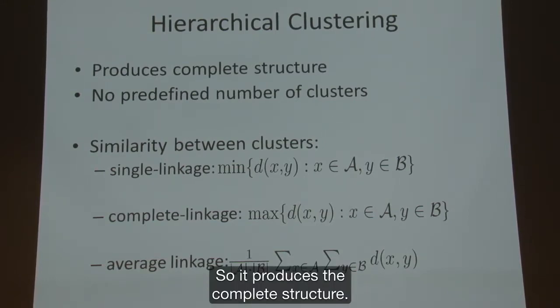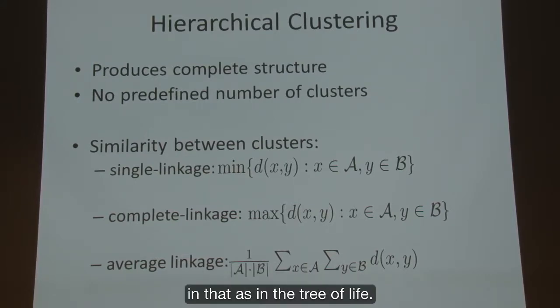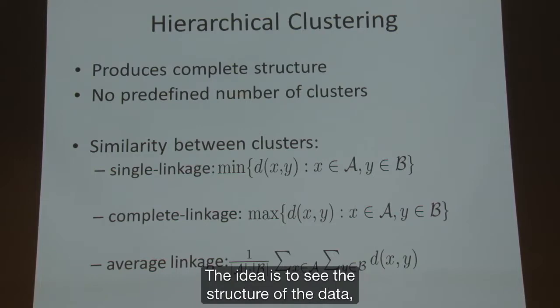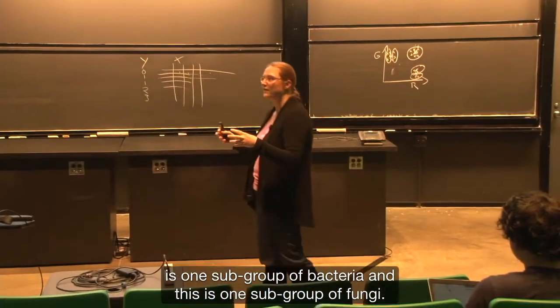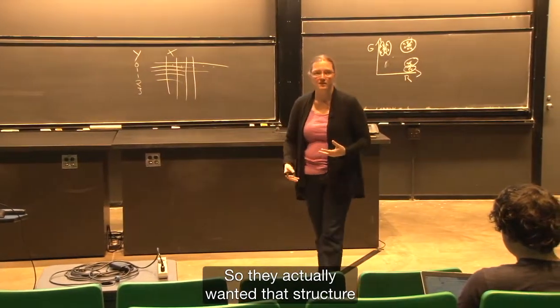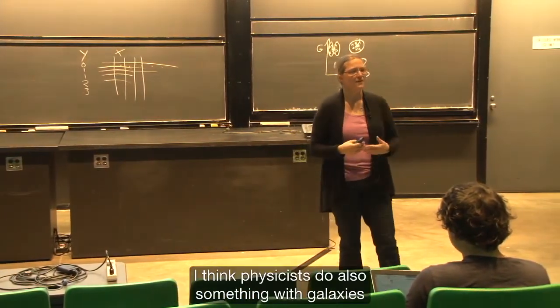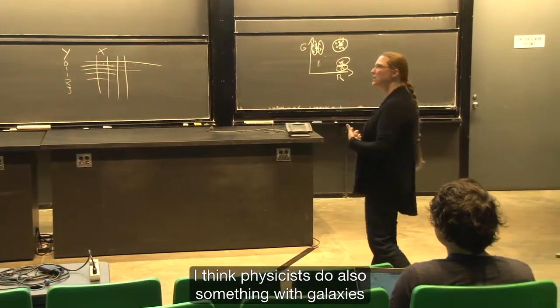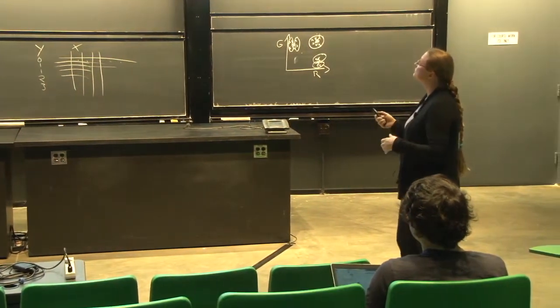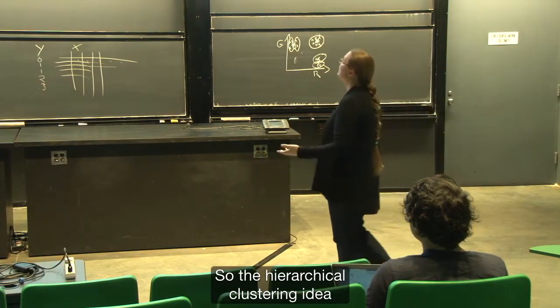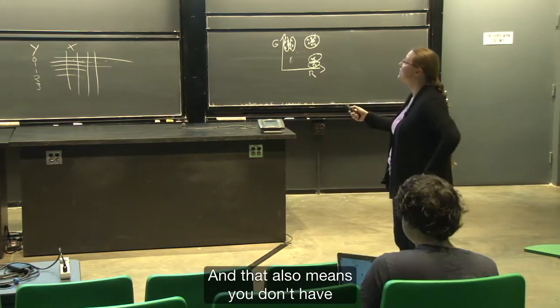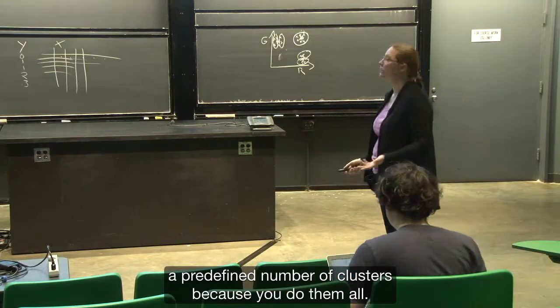So it produces the complete structure, and there also might be just benefit in that, as in the tree of life, right? We actually don't want to have a threshold. The idea is to see the structure of the data, and then biologists could see, well, this actually is one subgroup of bacteria, and this is one subgroup of fungi, you know? So they actually wanted that structure and how it belonged together. I think physicists do also something with galaxies, where they use dendrograms. Astrophysicists. So the hierarchical clustering idea is to produce the complete structure, and that also means you don't have a predefined number of clusters because you do them all.